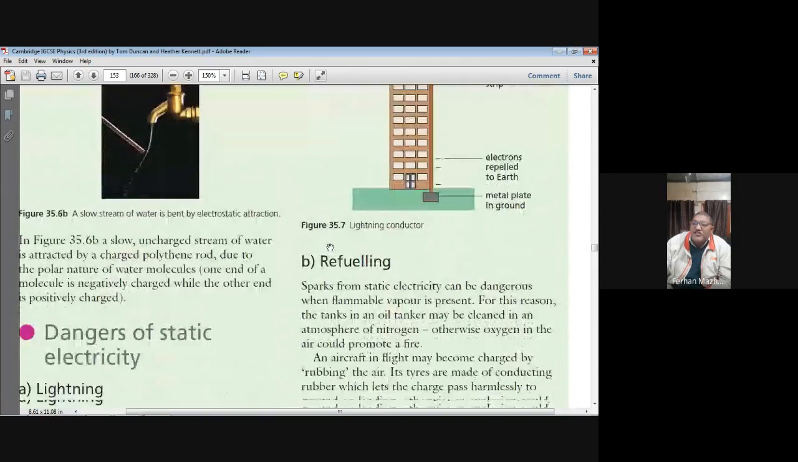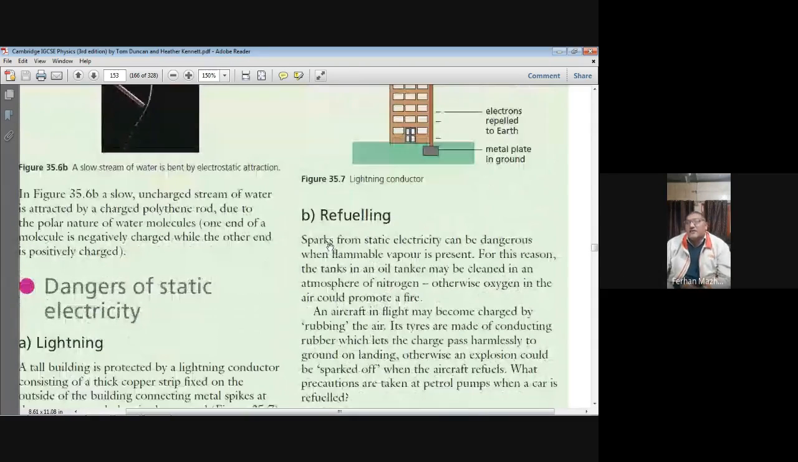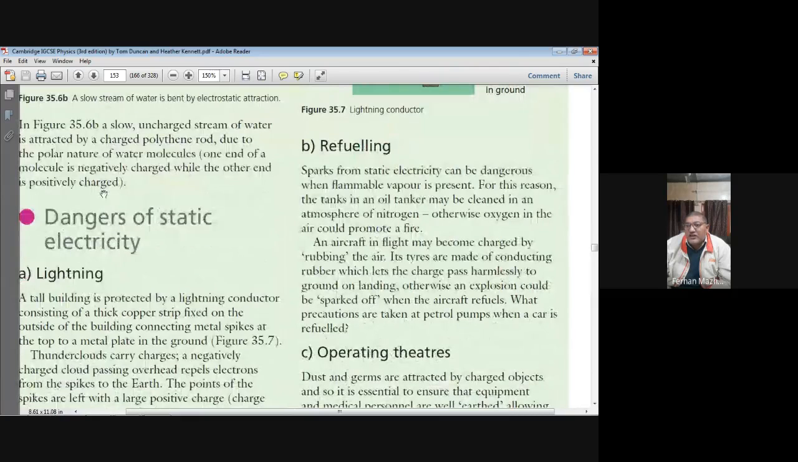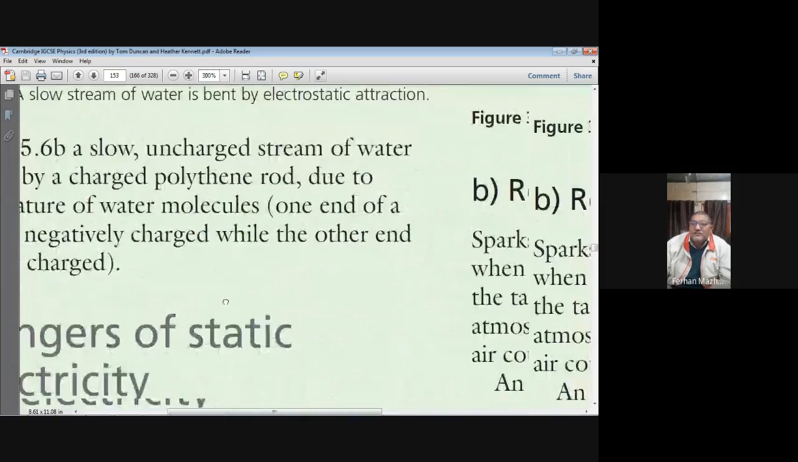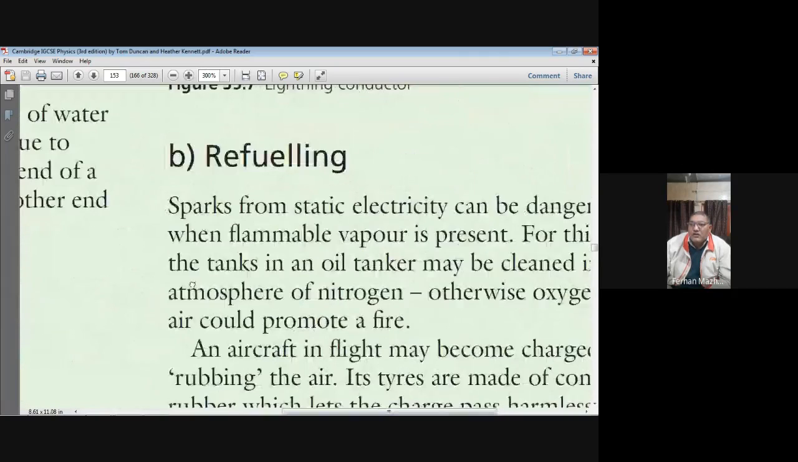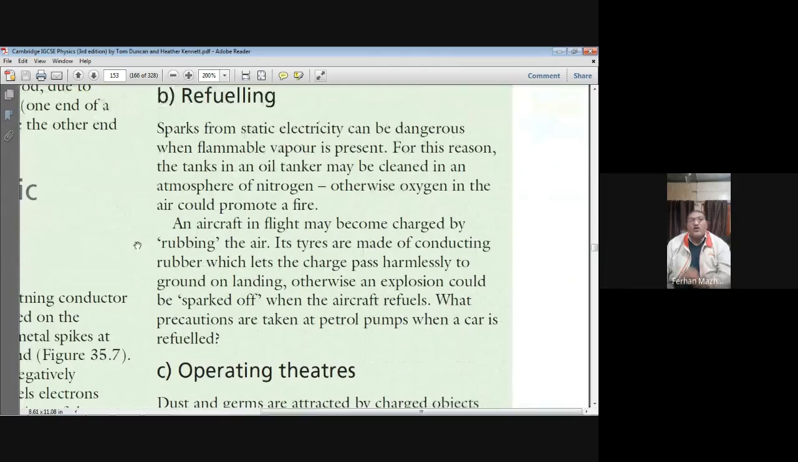Another very important danger of electrostatics is when you are fueling. Whenever you take your car to a fueling station, remember that there is always a danger. There is a very important point. You should remember this.